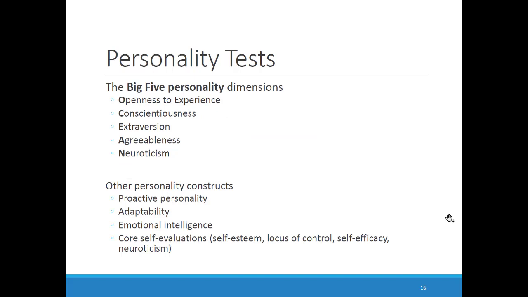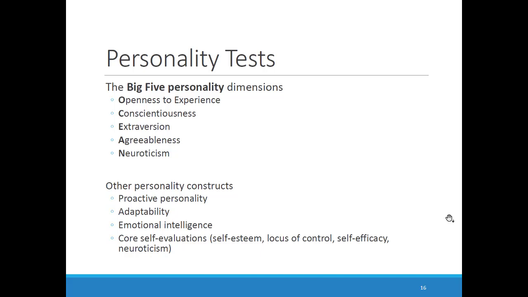Personality tests are another type of test. And these are different than intelligence tests in that there is no right or wrong answer on personality test questions. And for that reason, some people would refer to personality tests as inventories or personality inventories rather than tests. These often measure something called the Big Five personality dimensions.